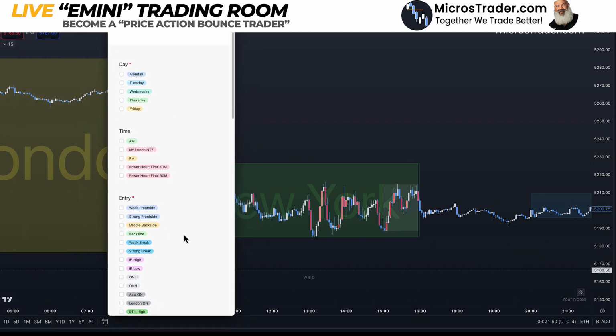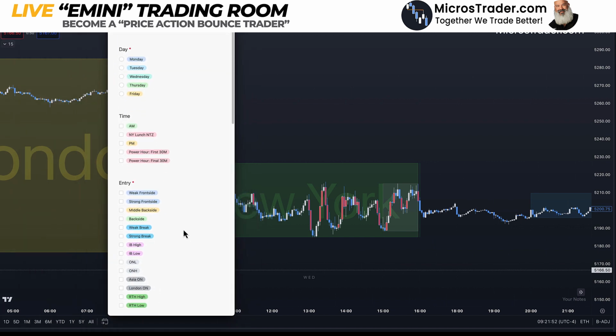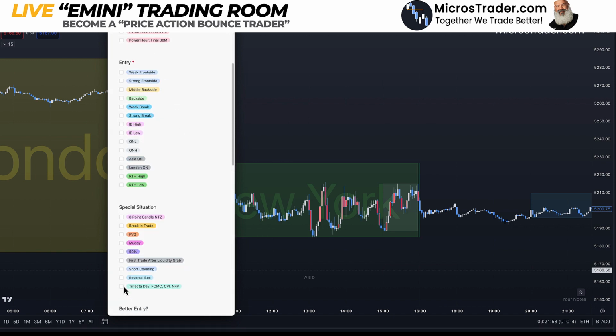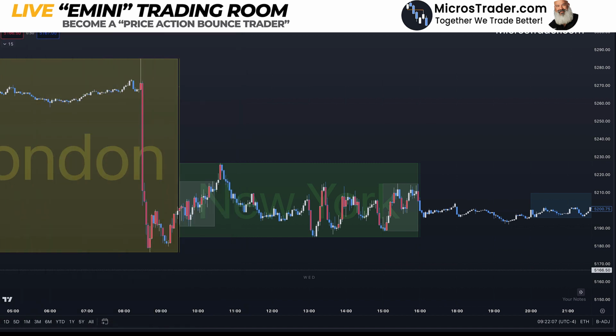When I'm recording these trades, let me refresh this because I just added that special condition. The special condition here is going to be: was it on a trifecta day? And it's going to be 8-point candle, no trade zone. So there'll be some special notations there for that. Let's get started here.